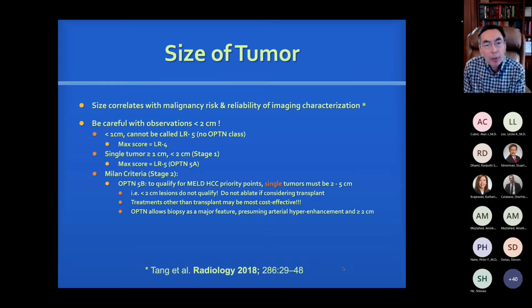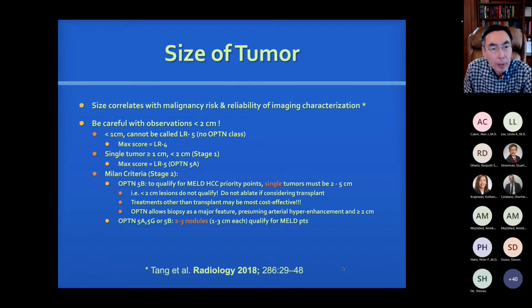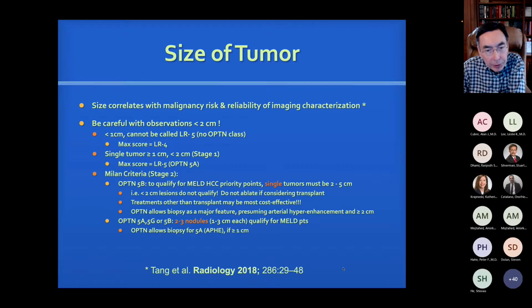Remember that OPTN will allow biopsy as a major feature for lesions that have arterial hyperenhancement and are at least 2 centimeters in size. Now, if you have 2 to 3 observations that meet criteria for HCC, you can qualify for MELD exception points if they range in size from 1 to 3 centimeters and do not exceed those measurements. And again, in this scenario, if you have 2 or 3 nodules, you can biopsy a lesion if it's at least 1 centimeter in size to establish the diagnosis. We'll talk about downstaging later.